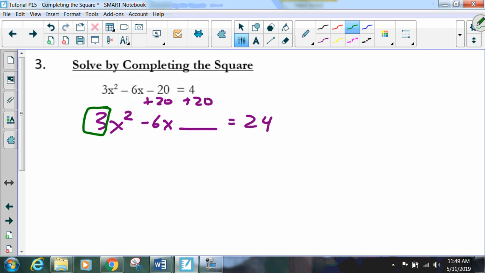This term has a negative 6. This term has a 24. I think that we probably have a GCF. What do you think? All right, checking on the time. We do. What's the biggest number that goes into all 3 terms? You got it. It's 3.